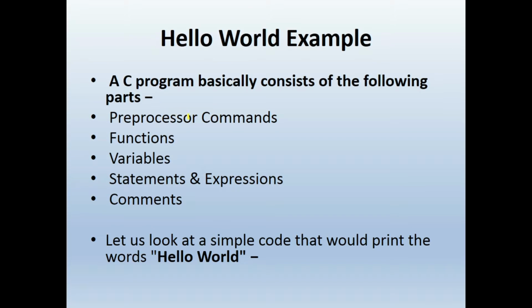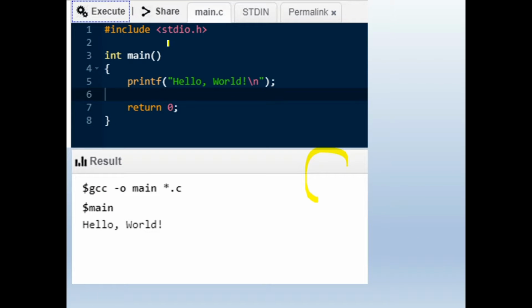Now the hello world example. A C program basically consists of the following parts: preprocessor commands, functions, variables, statements and expressions, and comments. Let us look at a simple code that would print the words hello world. This is a simple C program which prints hello world on the screen. I want to write hello world on the screen, so the text hello world should appear in the output. So we should write hello world inside the printf.